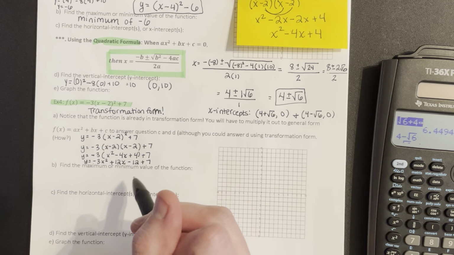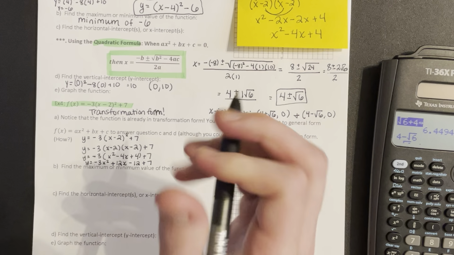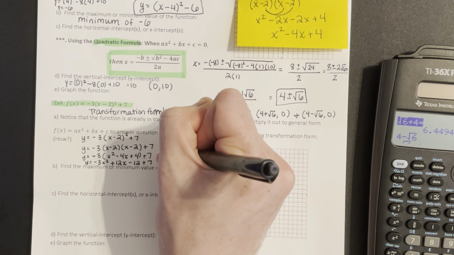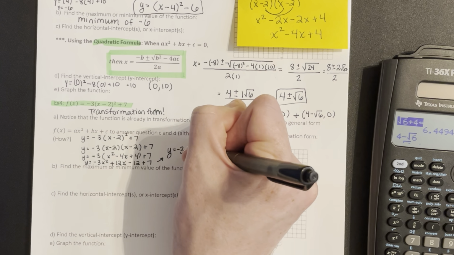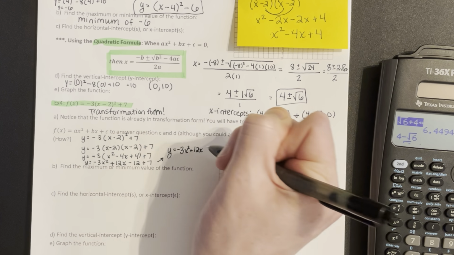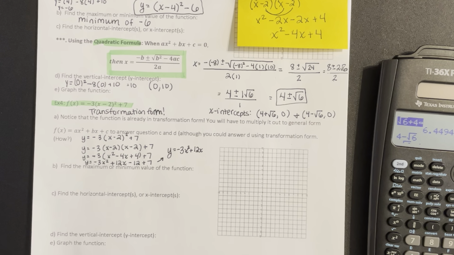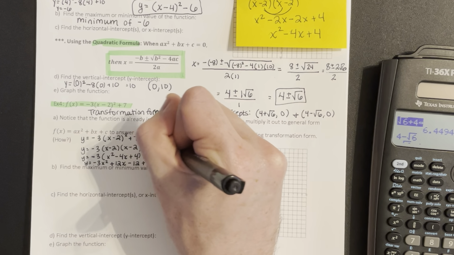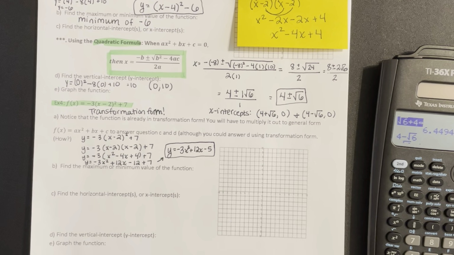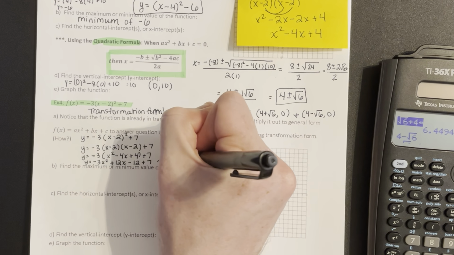So the last operation is addition. We can combine like terms. So I can combine this negative 12 and positive 7 and just simplify. So negative 3x squared, positive 12x, and then negative 12 plus 7 would be negative 5. So now we have something in standard form.